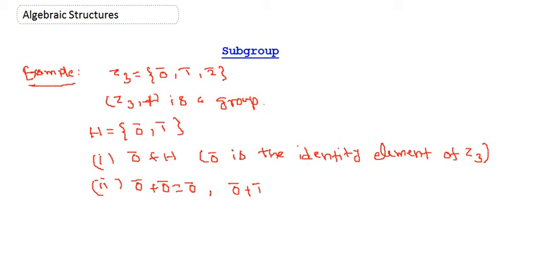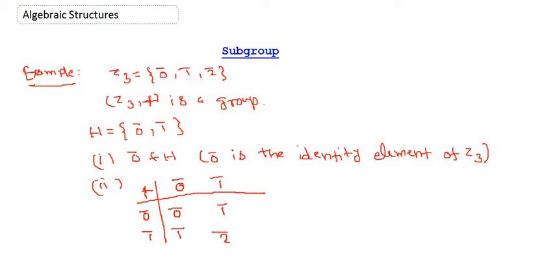instead of doing all that, I'll just use the composition table. So here we have the induced addition. 0 bar plus 0 bar is 0 bar, 0 bar plus 1 bar is 1 bar, 1 bar plus 0 bar is 1 bar. But here we have 2 bar.